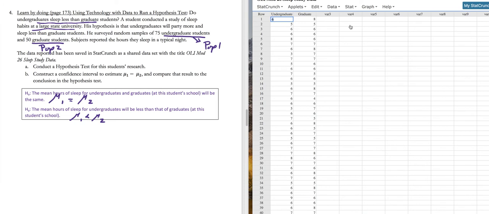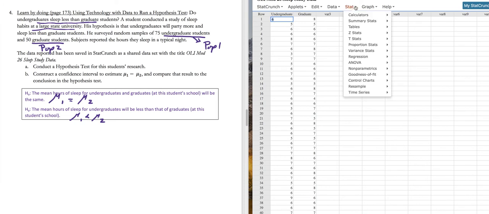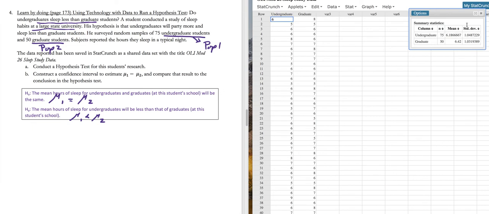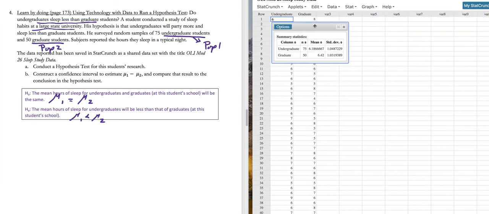To gather up our sample statistics, we will choose our stat function, summary stats. By columns, we need to get this information for both of our samples. Although we could scroll down to see how many pieces of data we have, let's just go ahead and get that in our results screen here. We know that will be important. We also need the mean and the standard deviation for each one of those data sets. And compute. So there are our values.